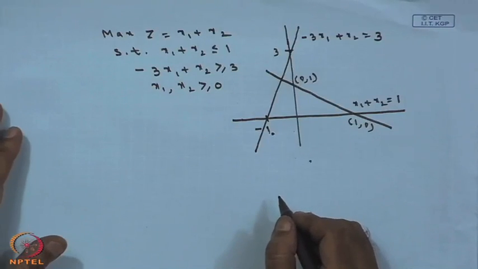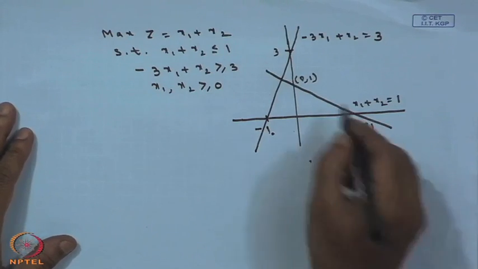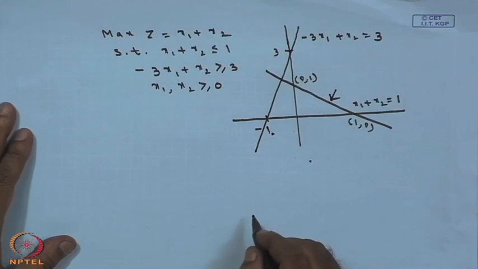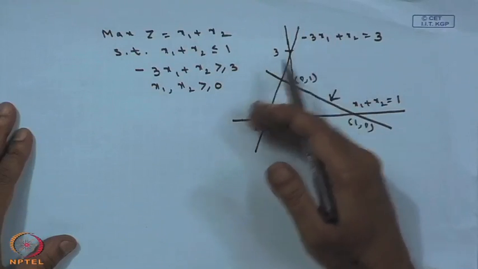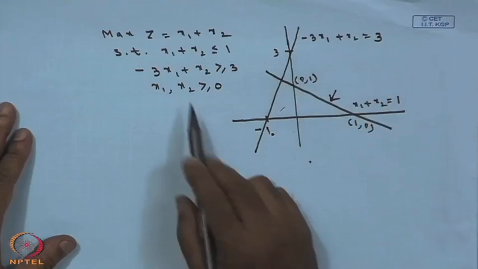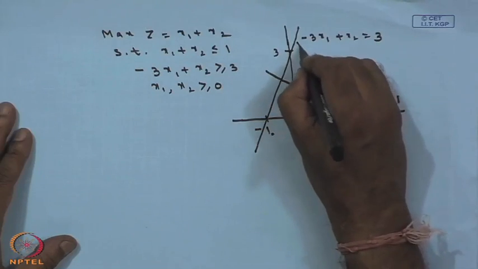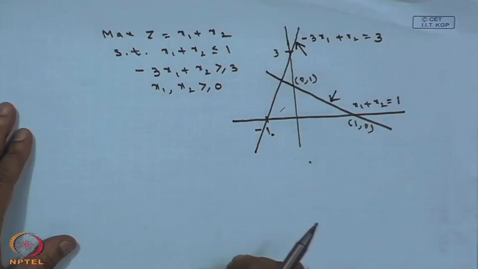Now, what will be the feasible region? In this case, x1 plus x2 less than equals 1, that is, the arrow will be on this side, this lower half, the left hand side of the line, whereas minus 3 x1 plus x2 is greater than equals 3. That means the arrow will be in this direction, that is on the upper side of the line.